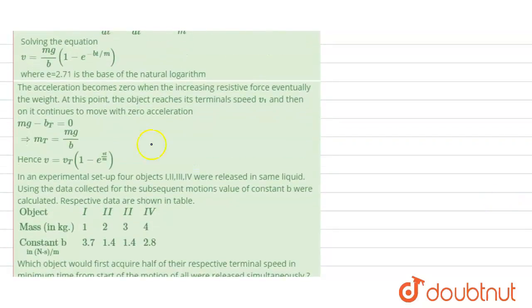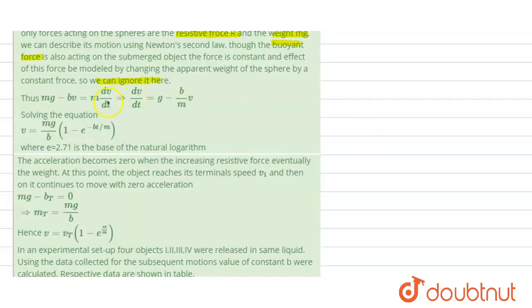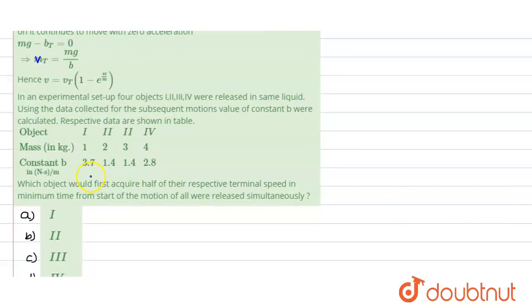Now terminal velocity could be obtained by putting the acceleration term as zero, because at that time velocity would be constant. So we say that terminal velocity vt would be equal to mg divided by b. Now this is the final expression. Now in this problem we need to find which object would first acquire half of its respective terminal speed in the minimum time. In the minimum time we need to find which would be acquiring half of the terminal speed.